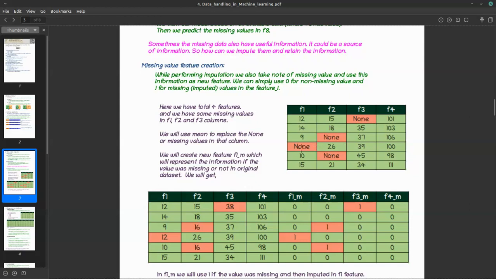But it's possible that if the data is missing, then some useful information is there, that this data is missing for this particular observation. It is possible that some special case is happening. You may observe that due to some error or bug in data transmission, we are not able to get this data. So if you perform simple imputation, you lose that information. So what we will do is preserve that information.